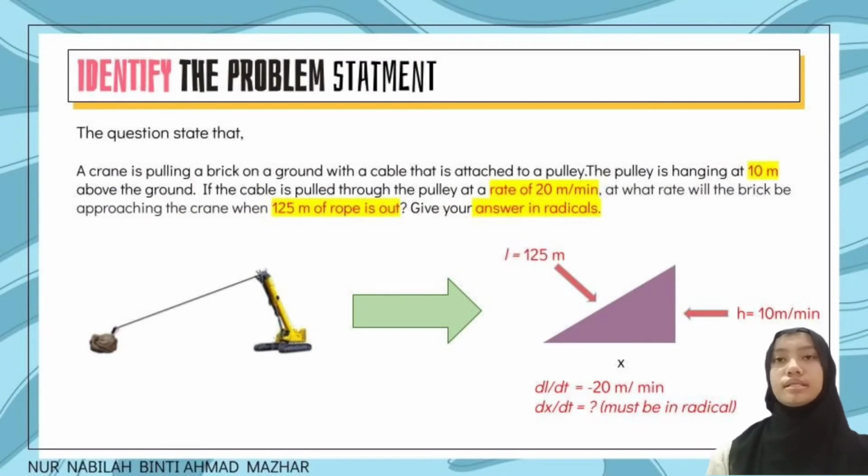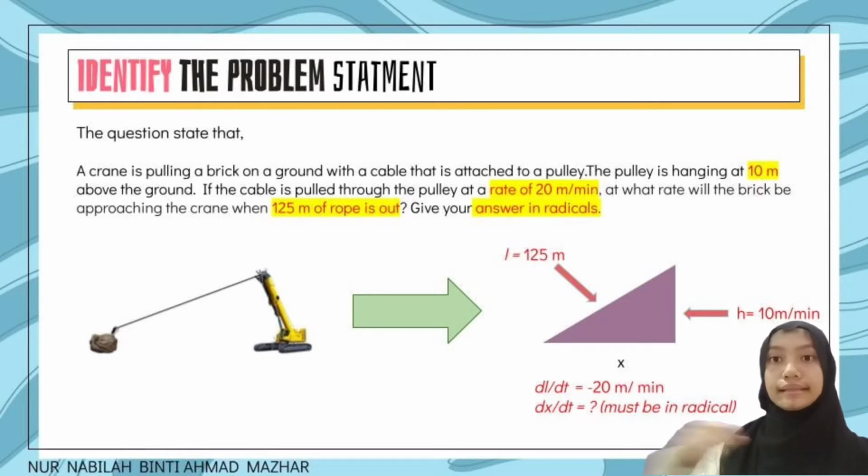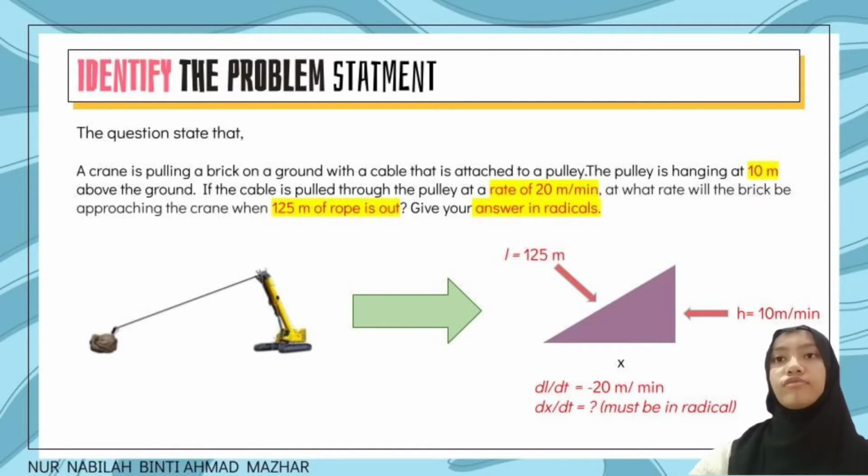Next section, we must identify the problem statement. So first we must read the question carefully. A crane is pulling a brick on the ground with a cable that is attached to a pulley. The pulley is hanging 10 meter above the ground. Highlight 10 meter above, which is the keyword. If the cable is pulled through the pulley at a rate of 20 meter per minute. Highlight rate of 20 meter per minute. At what rate will the brick be approaching the crane when 125 meter of rope is out? Highlight 125 meter. Give your answer in radicals.